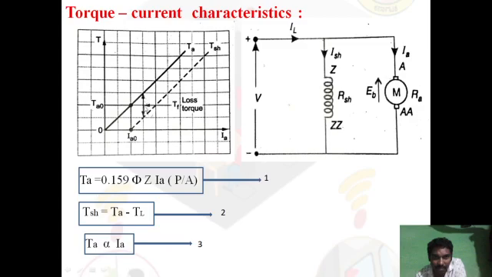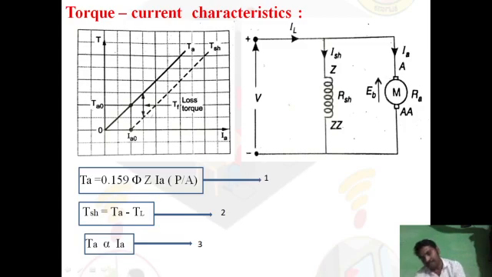Always there is a difference of lost torque. This is constant. TL is constant. The torque which is lost due to the losses. So, if you observe the characteristics, the torque is varying linearly. Whatever the torque, which is a shaft torque or armature torque, if you consider, it is increasing linearly with respect to load, with respect to armature current, and the lost torque remains constant irrespective of the load. It does not depend on the load.